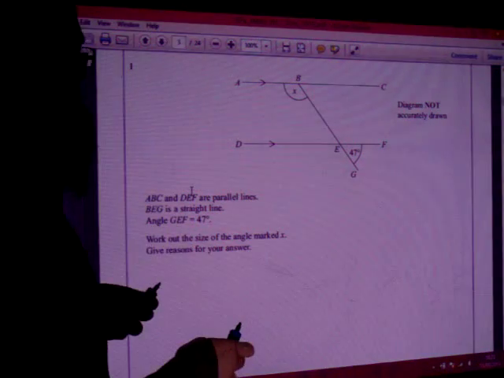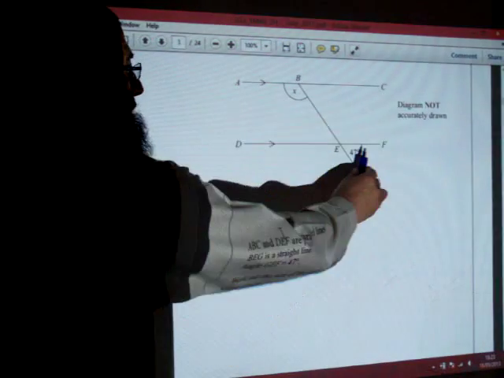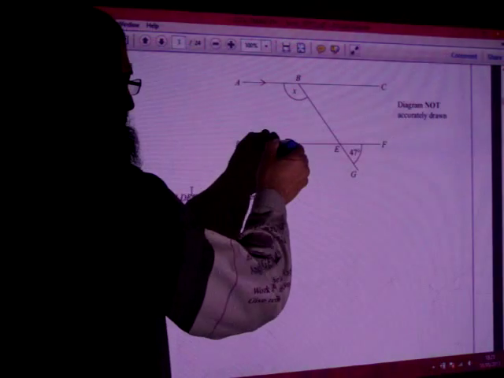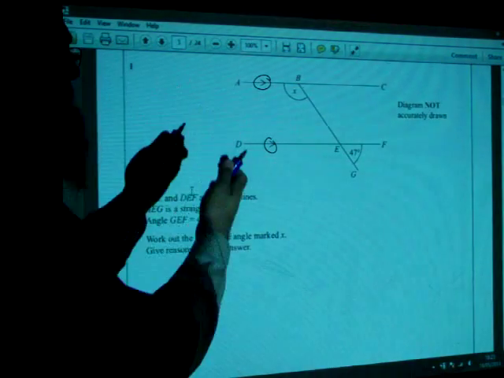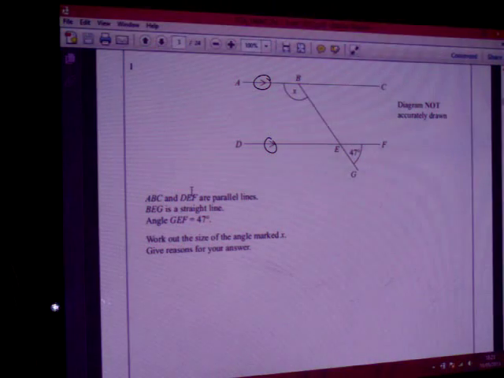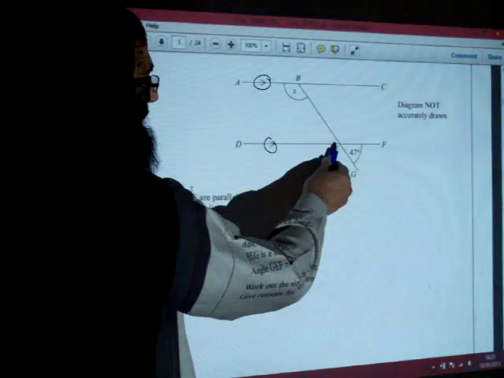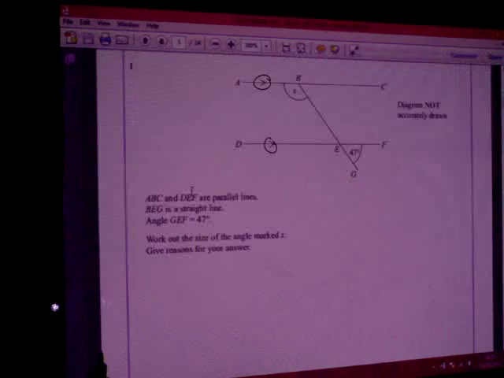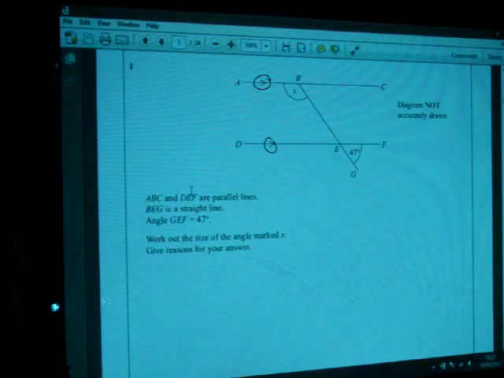Question number 1. ABC and DEF are parallel lines. These are parallel lines, and that is indicated by these two arrows. If they didn't say it, those arrows indicate that they're parallel. It says angle GEF is 47 degrees. Work out the size of the angle marked X, give reasons for your answer.